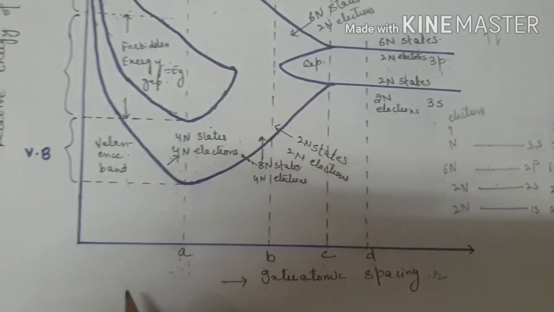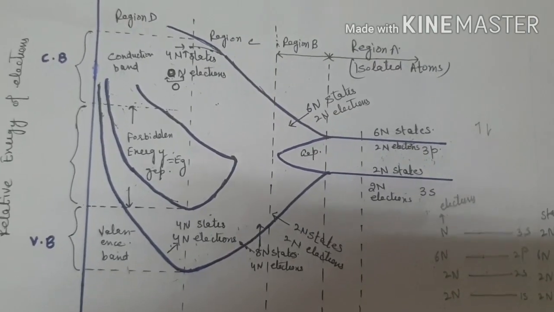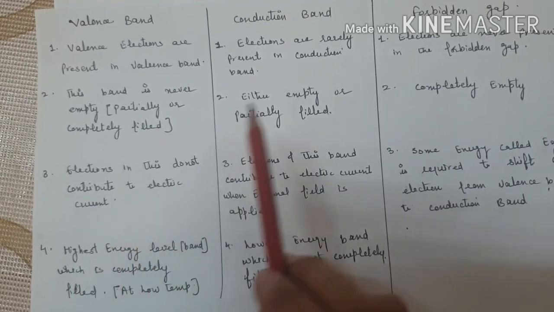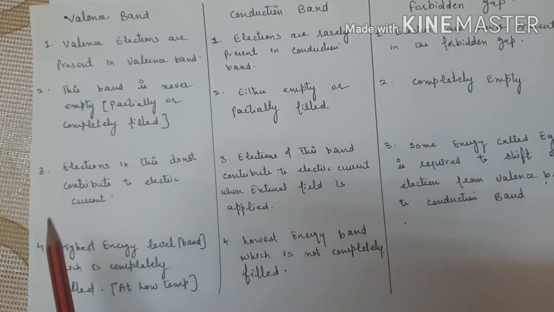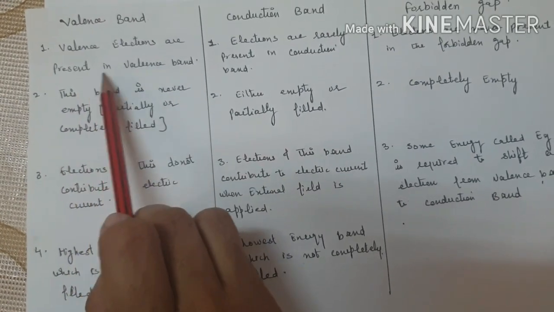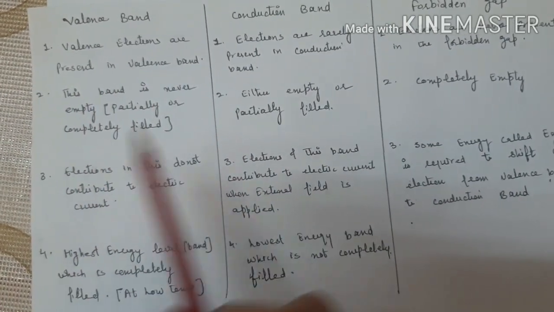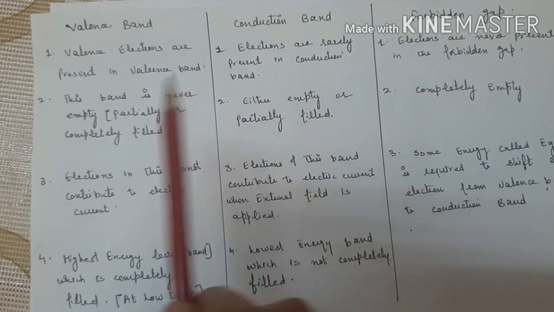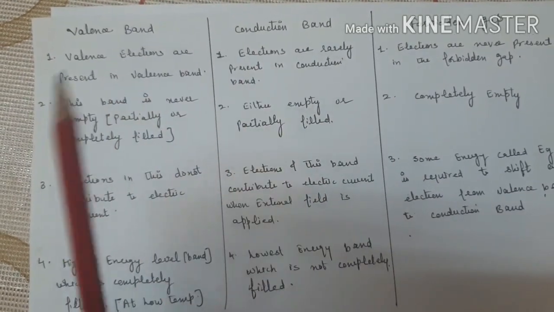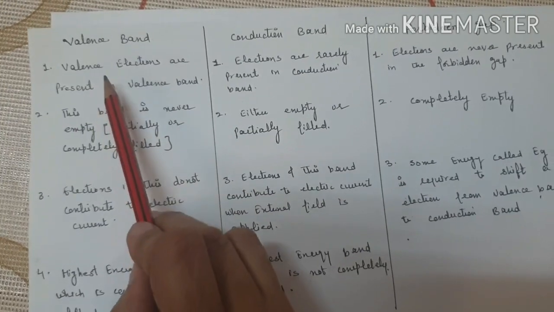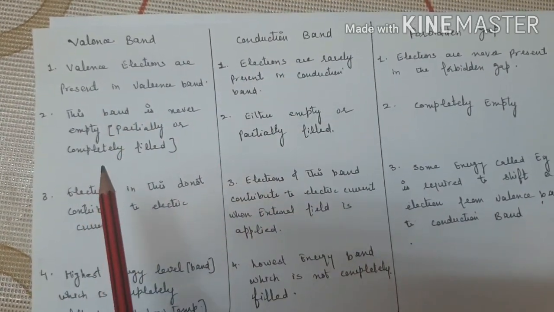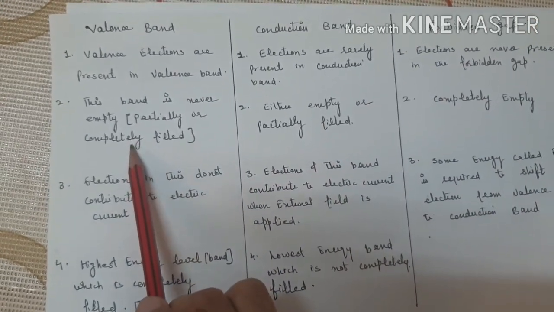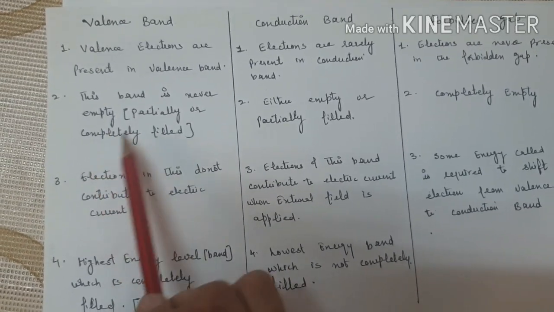This is all about the valence band, conduction band, and forbidden energy gap. Then the difference between valence band, conduction band and forbidden gap. First, valence electrons are present in the valence band, we know that. And in a conduction band, what is present? Electrons are rarely present in the conduction band. At 0 Kelvin only the valence band is completely filled and the conduction band is empty. When we raise the temperature, electrons are shifted from the valence band to the conduction band, and here there are never any electrons. Clear? And the valence band is never empty, it is partially or completely filled.